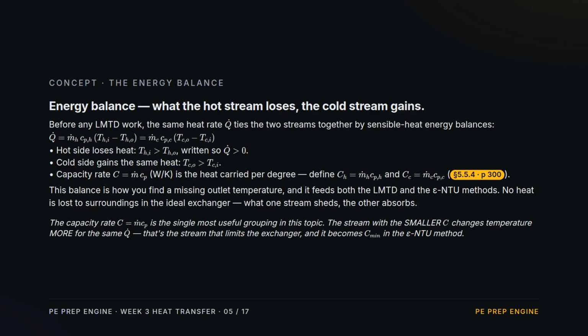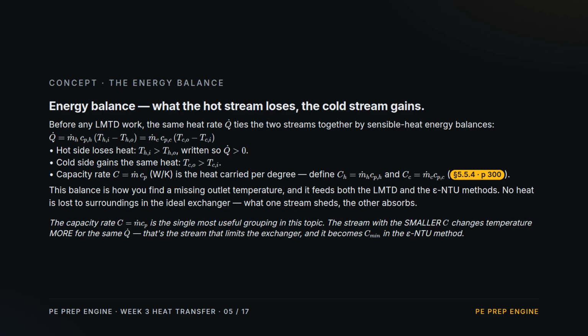Hot mass flow times specific heat times the hot temperature drop equals cold mass flow times specific heat times the cold temperature rise. Hot loses heat, cold gains the same. Define the capacity rate C as mass flow times specific heat, the heat carried per degree. CH for hot, CC for cold. This finds a missing outlet and feeds both methods.